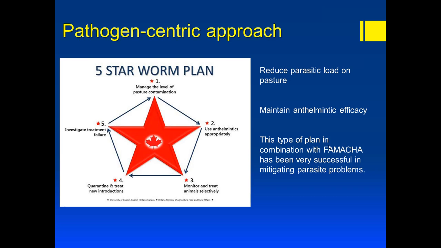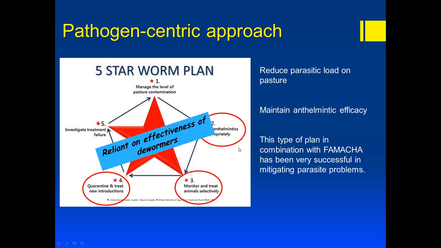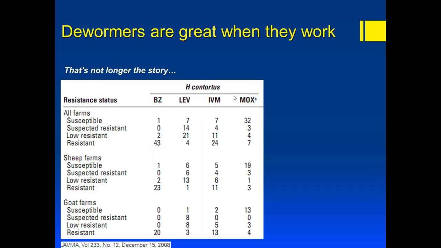So this program has been very successful in mitigating some of these parasite problems and also getting us to a point where we can selectively deworm the animals. But with the pathogen-centric approach in terms of managing the level of pasture contamination and using anthelmintics, you're going to see this term pop up over and over again with these approaches: anthelmintic, treat, treat, anthelmintic. It's absolutely reliant on the effectiveness of dewormers. So all of this assumes that we still have some level of efficacy of the dewormers that we have to use currently. And I think that many of us know that that's not actually the case.